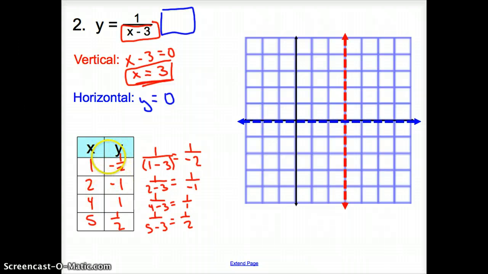Let's go ahead and graph these coordinate points. We have x of 1 and negative 1/2. From your origin, ladies and gentlemen, it's 1 right and 1/2 down, right there. From your origin, 2, negative 1 goes right there. From your origin, 4 is all the way over here, up 1 now, and then from your origin, 5, 1/2.